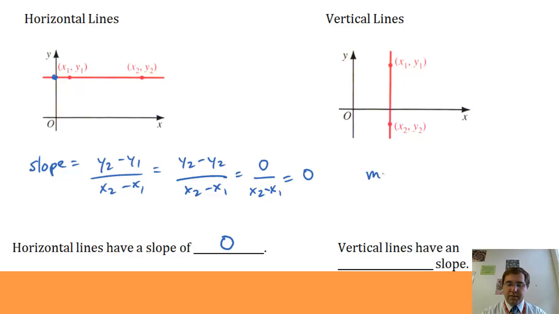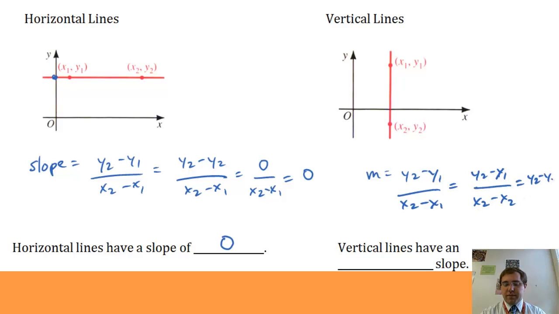What about vertical lines? Let's find the slope. I'm going to take y2 minus y1 over x2 minus x1. This time, because it's vertical, the x-coordinates are the same. So I have y2 minus y1 over x2 minus x2, which makes the bottom 0. What happens when I try to divide something by 0? It's not possible. It's undefined.